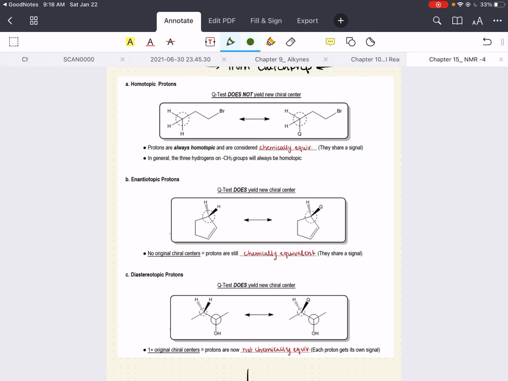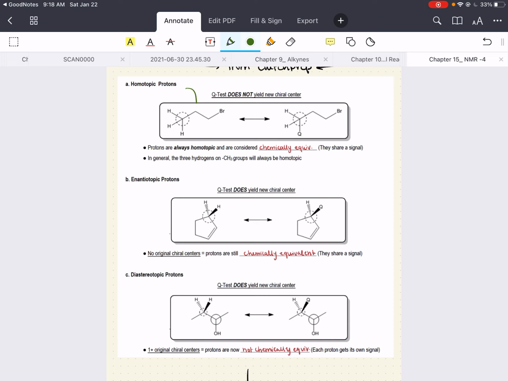If you're trying to figure out what the relationship of hydrogens are at a site, what you're going to do is replace one of those hydrogens by a variable group, a different group, say chlorine, or bromine, or oxygen, whatever you like, just replace it with something else. Now, if this test, after you've replaced the hydrogen with a new group, or just a Q if you want, does not yield a new chiral center, then the protons are homotopic or chemically equivalent.